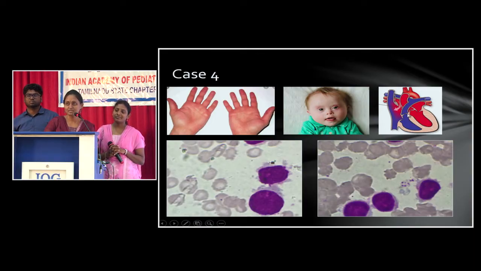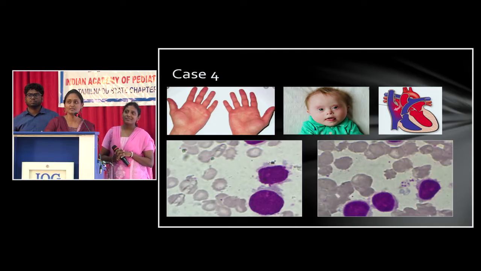Cardiac defect, can you mention which is the most common one? Endocardial cushion defect, presenting as ASDs. And what is the leukemia? AML. So AML, if at all it happens in Down syndrome, it will be the M7.